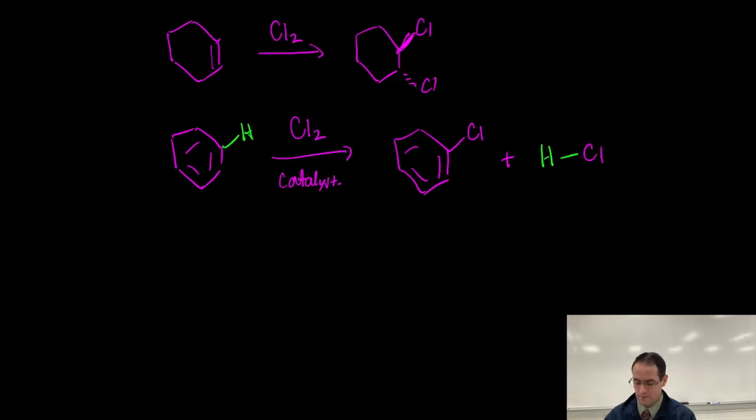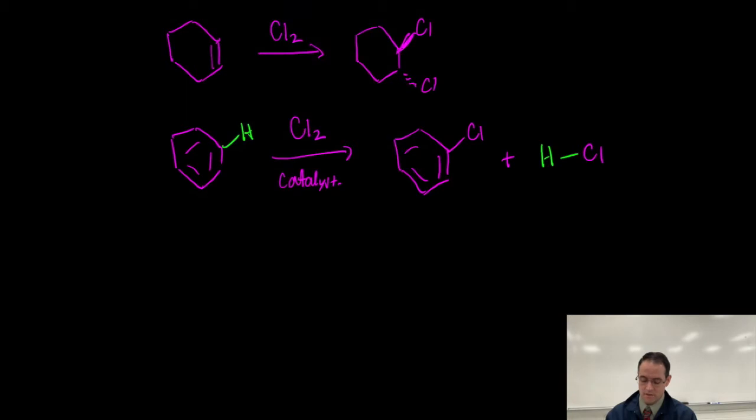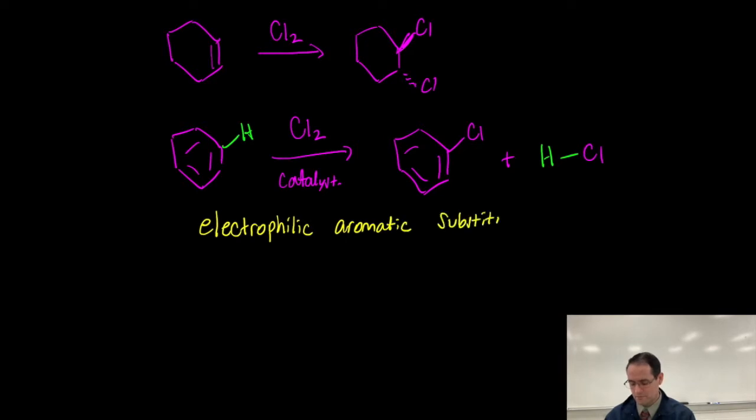So that's where the chlorine went. One of the chlorine atoms substituted a hydrogen on the benzene, and it spit off that hydrogen in the form of HCl. So this is called a substitution reaction. We'll refer to it as electrophilic aromatic substitution. Okay. And sorry about the spelling.